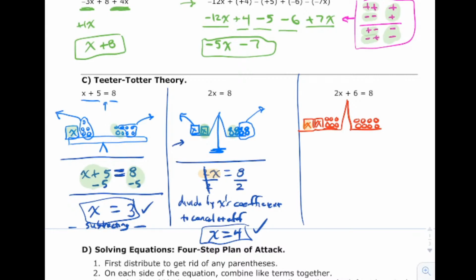Now notice over here, I'm not ready to cut, well, maybe I am ready to cut that in half. But if I did cut it in half, I'd have to do it very carefully. I'd have to take half of the x's out, and I'd have to take half of these pound weights out. And that sounds complicated to me, so let's not do it that way.